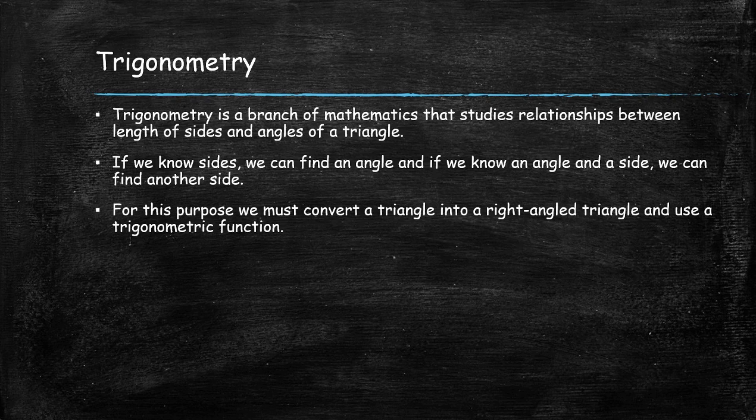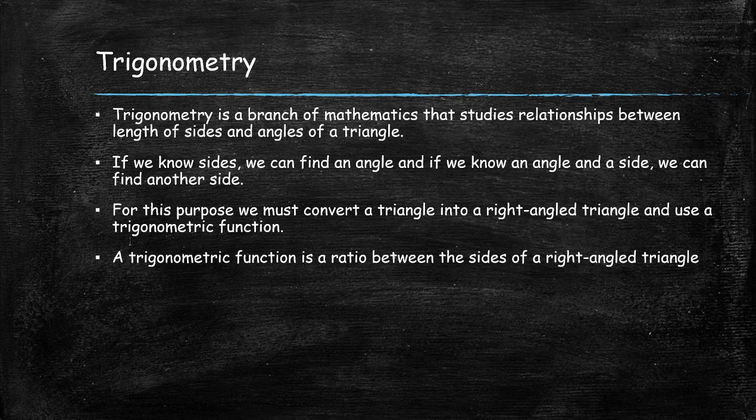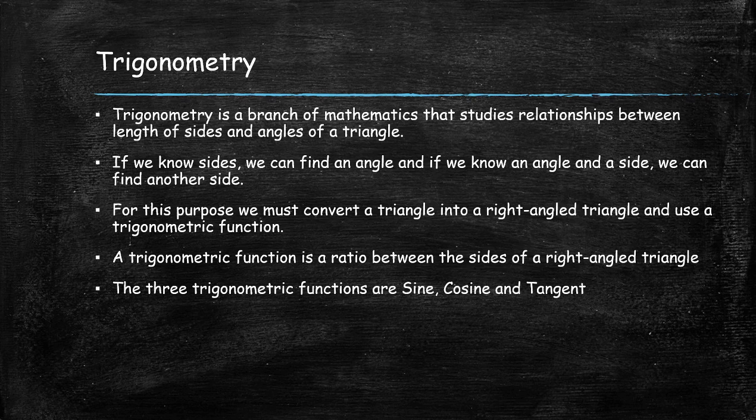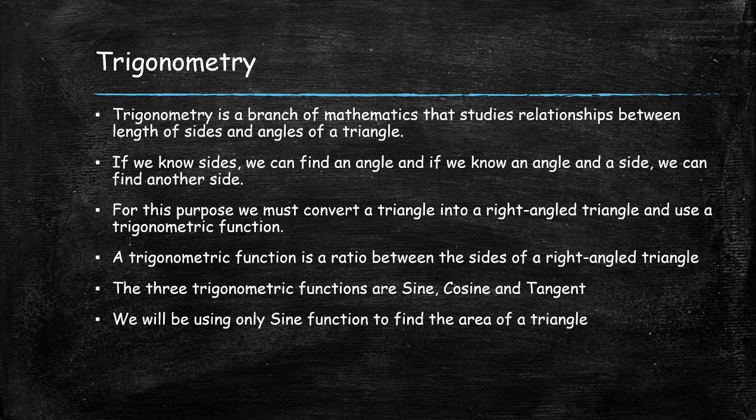For this purpose, we must convert a triangle into a right angle triangle and use a trigonometric function. A trigonometric function is a ratio between the sides of a right angle triangle. There are three trigonometric functions. Those are sine, cosine and tangent. We will be using only the sine function to find the area of a triangle.